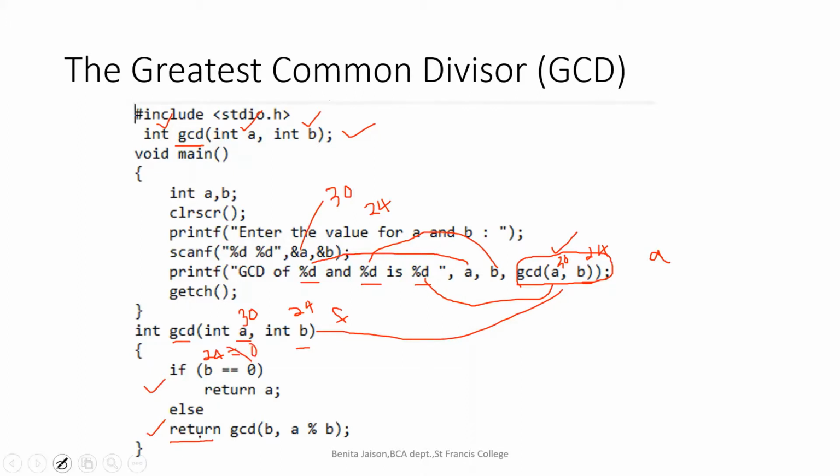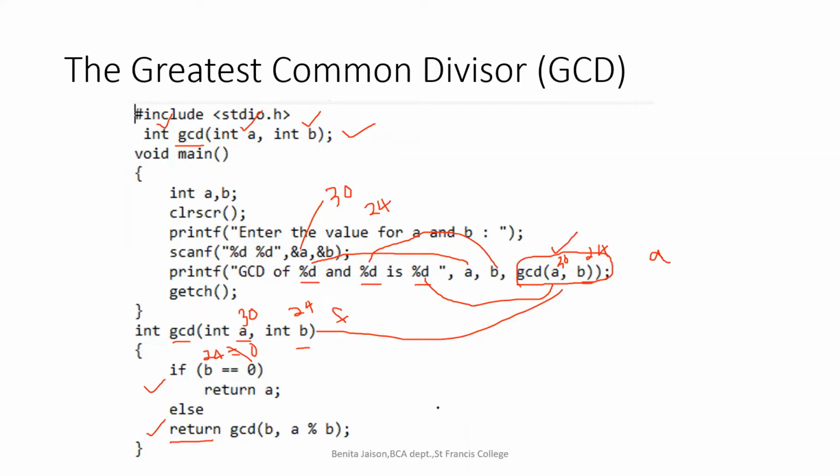In else what we have given? Return GCD of b comma a mod b. What is b value now? Can anyone tell what will be the answer in the chat box? What will be passed if you are calling the GCD b comma a mod b?